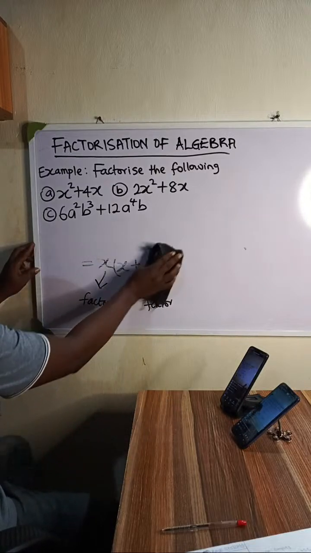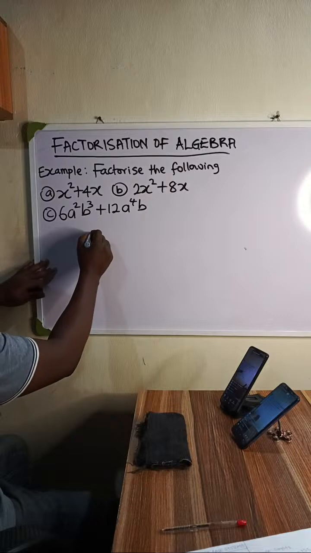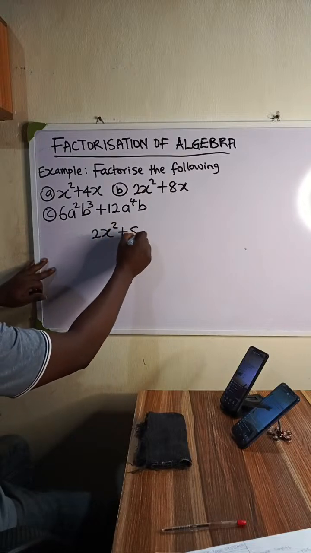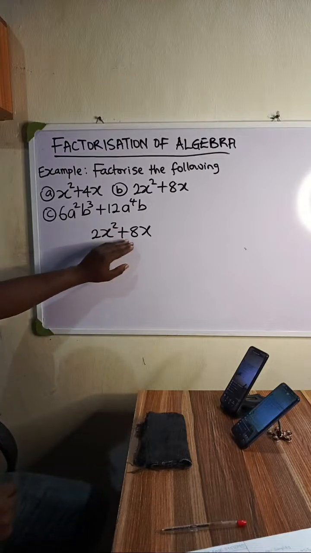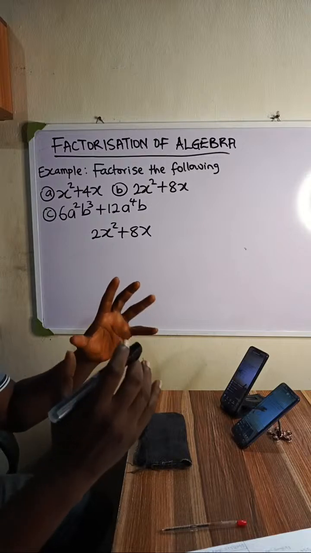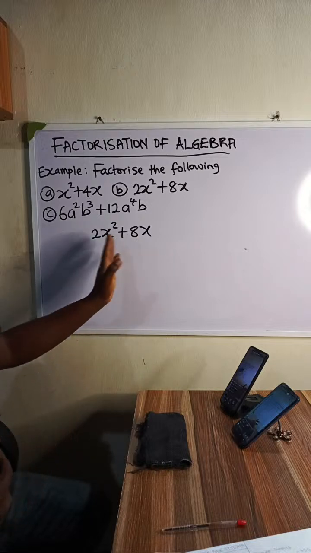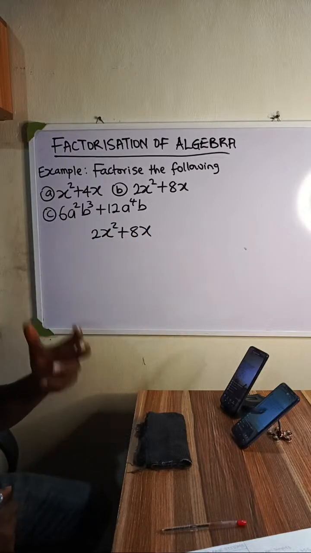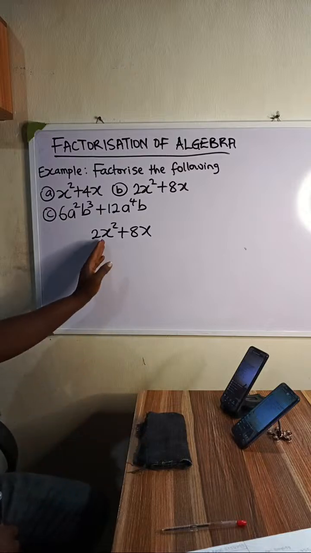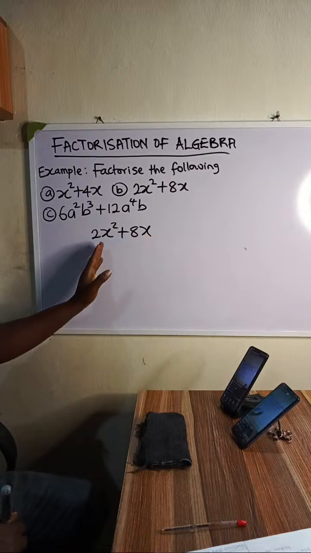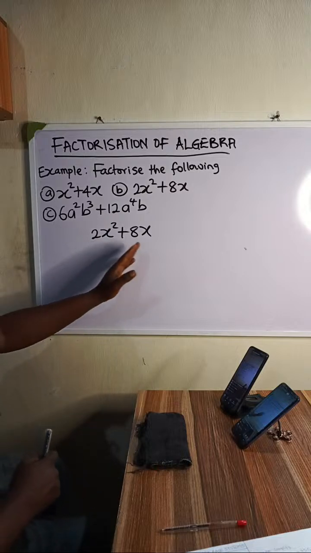Okay, let's look at the second example. So we have 2x squared plus 8x. So 2x squared plus 8x, this is one single algebra. But for us to factorize it, we have to consider them as two separate algebras. Since we consider them as two separate algebras, we can now find the HCF of the two of them. So what is the HCF of 2x squared and 8x?